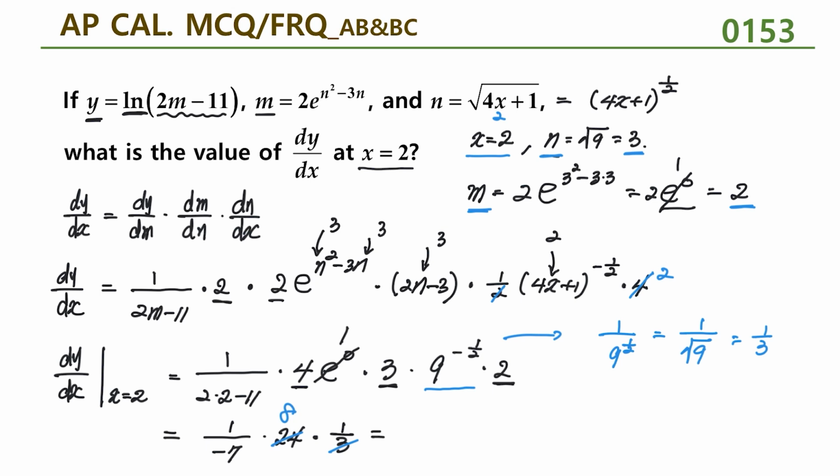So finally, the answer is negative 1 over 7 times 8, negative 8 over 7. That's our answer.